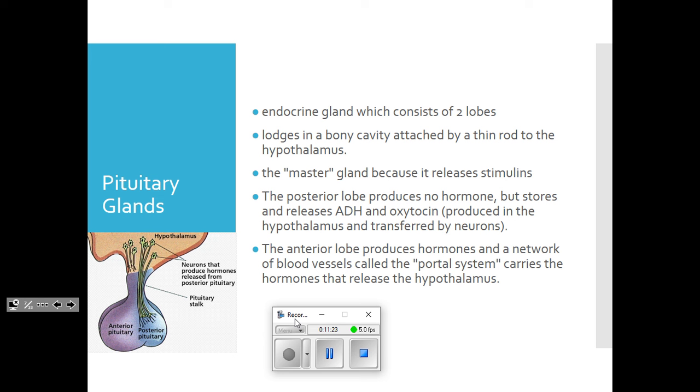But there are actually 2 lobes to the pituitary glands. So this is an endocrine gland, consists of 2 lobes. It's in a bony cavity attached by a thin rod to the hypothalamus. So if we look at a brain, the pituitary glands are below and in front of the hypothalamus, and we've seen that on a picture of a brain before.